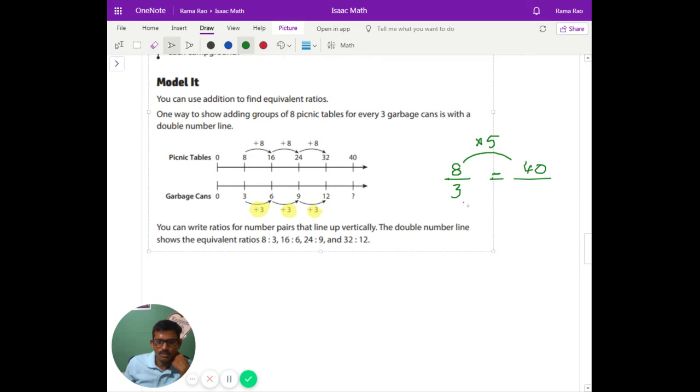So I'm going to multiply the same thing with here. So times 5. Good job, thank you. And then 3 times 5 is 15. So I need 15 garbage cans for that. Similarly, you can use that. These are all called equivalent ratios. You see that's equivalent ratios? That's what it is called.